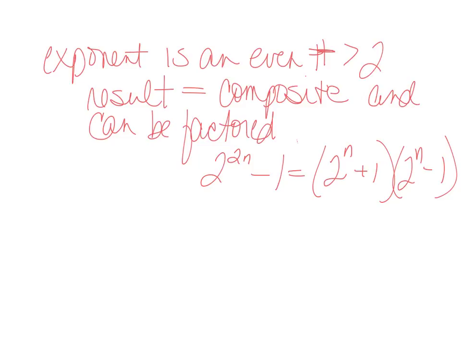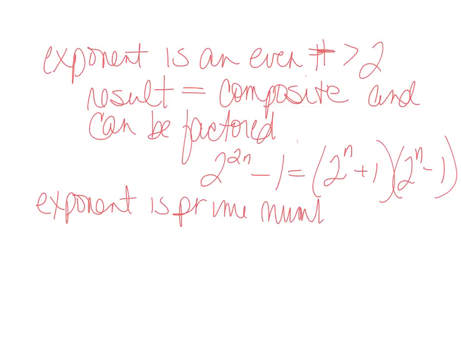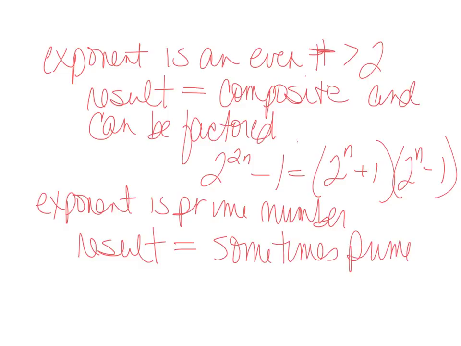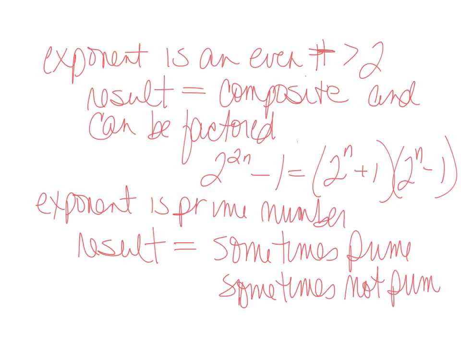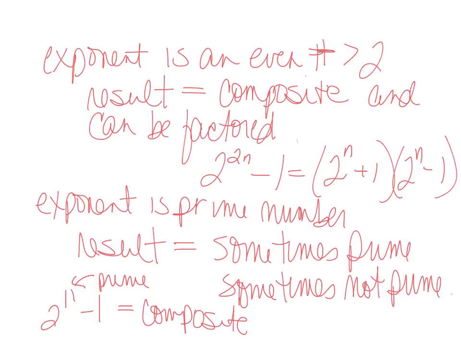Okay? When the exponent is a prime number, the result is sometimes prime and sometimes not prime. I'm just writing this down so you can write it down too. For instance, 2 to the 11th minus 1 was the first one that gave me a composite answer. Result was composite, even though my exponent was prime. Okay, one more.